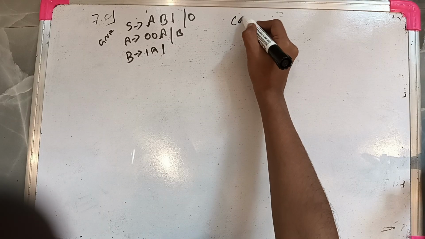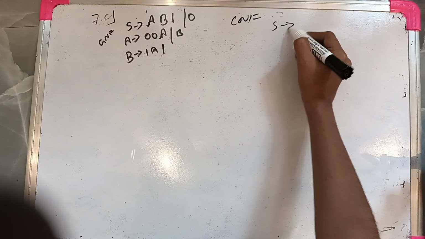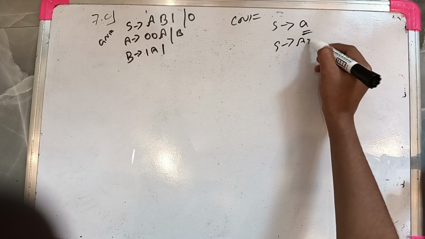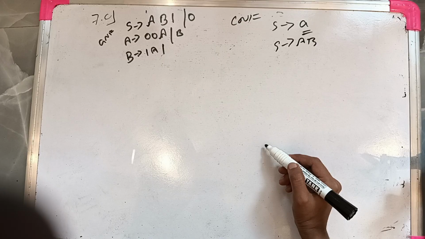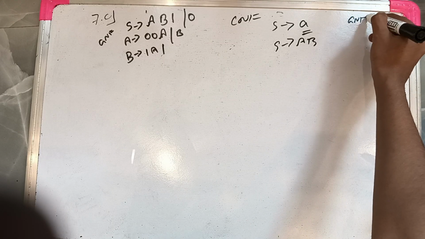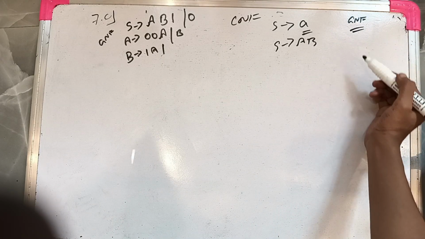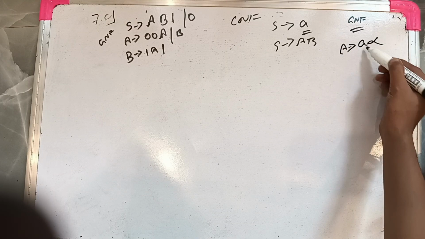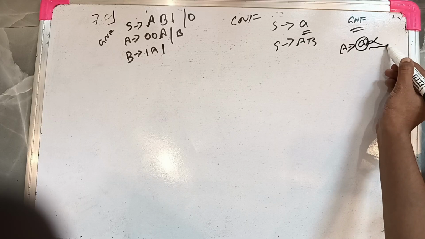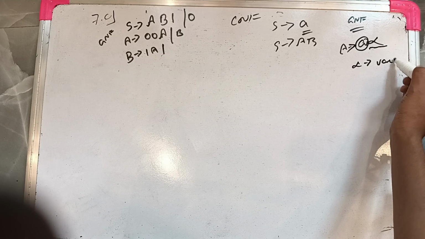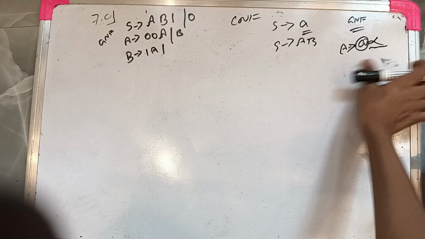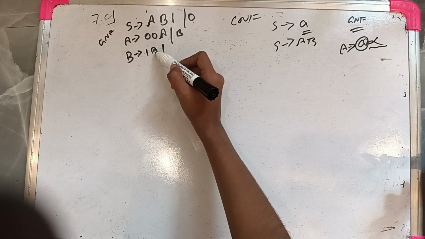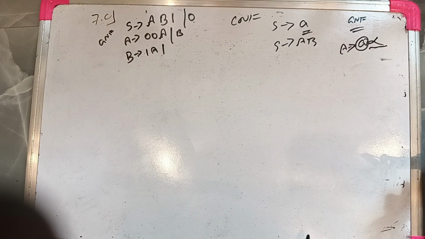In the CNF, what we need to get is either one terminal, that is a small letter, or two capital letters, correct? In the GNF, we need to find what? The production should be in the form A gives a alpha. That means one terminal and alpha represents variables. And in this case 0 and 1 are nothing but the small letters, that is the terminals.